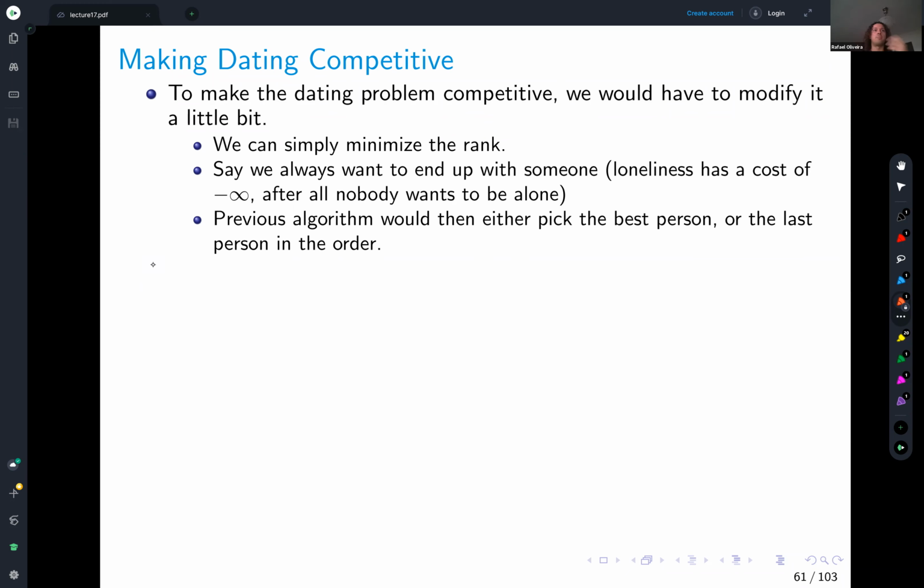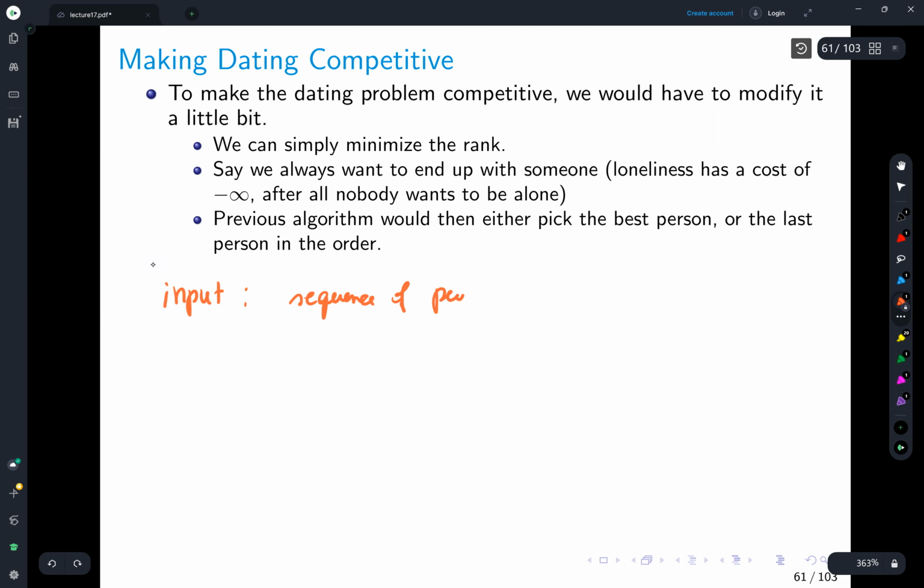No, the input is the people, right? So let me explain again. The input will be the ranked people, but you don't know the rank. So it's a sequence of people. Oh, so it's kind of like encapsulating a rank within the object, but you can't look at the rank. Exactly. The sequence of people: you have person 1, person 2, all the way up to person N. And hidden from you, you have the ranking.